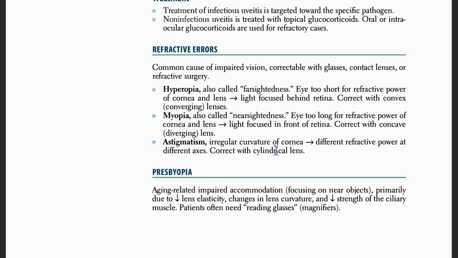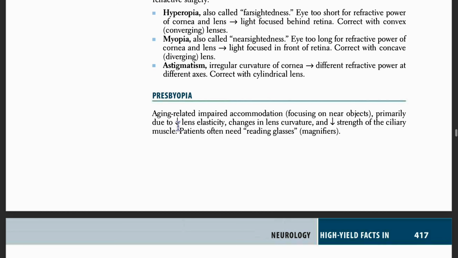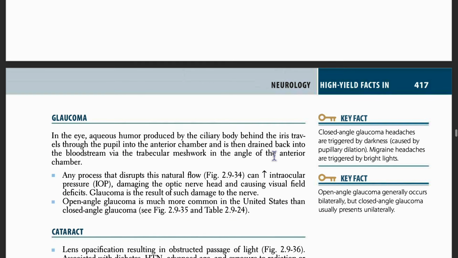Astigmatism, irregular curvature of cornea, different refractive power at different axes. Correct with cylindrical lens. Presbyopia, this is age-related impaired accommodation while focusing on near objects, primarily due to decrease in lens elasticity, changes in lens curvature, and decrease in strength of the ciliary muscles. Patients often need reading glasses or magnifiers.